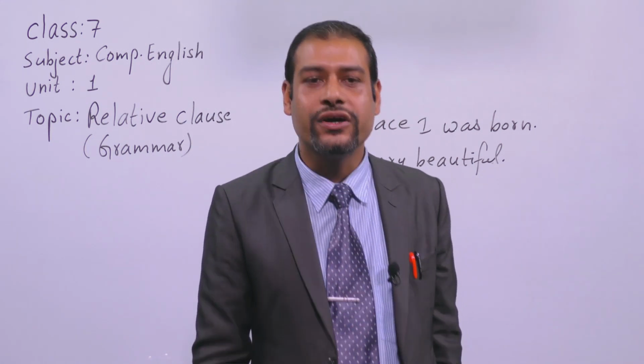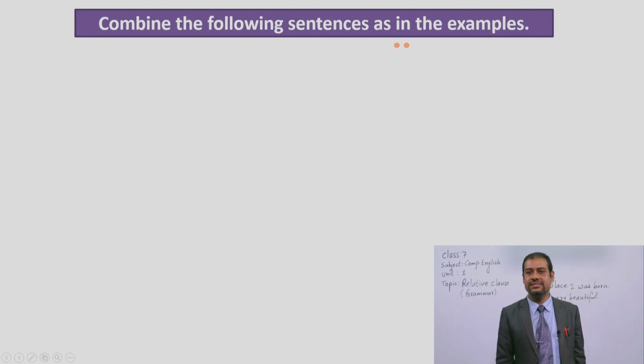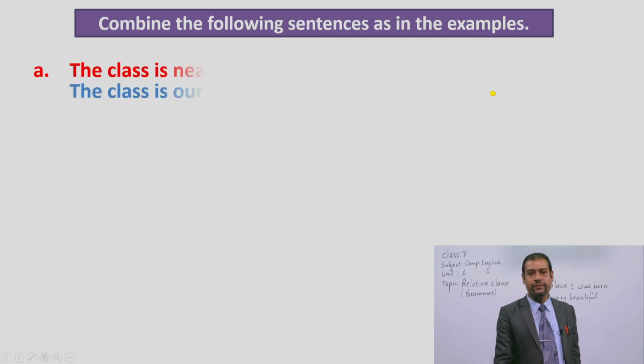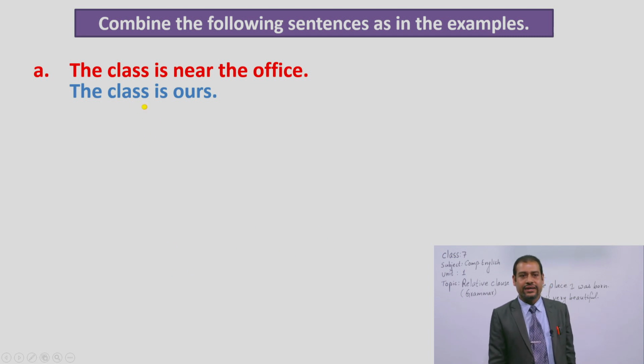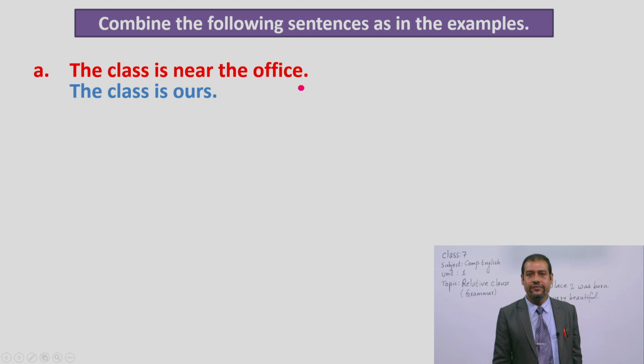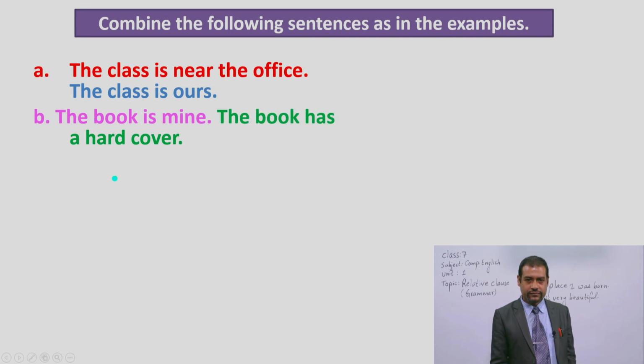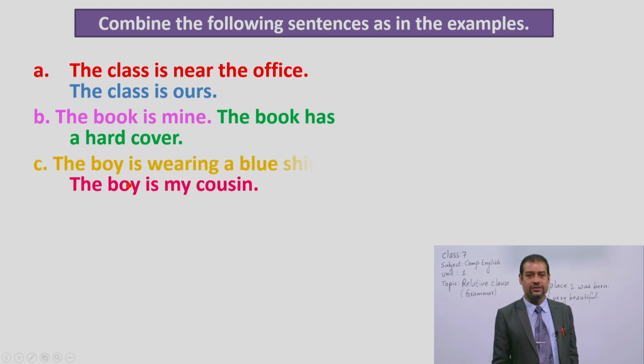Now, instruction for you: combine the following sentences as in the examples. Examples I have already shown you. Now your sentence is, question number A, the class is near the office. And another sentence, the class is ours, okay? Another question, the book is mine, the book has a hard cover. Another number, the boy is wearing a blue shirt, the boy is my cousin, okay?